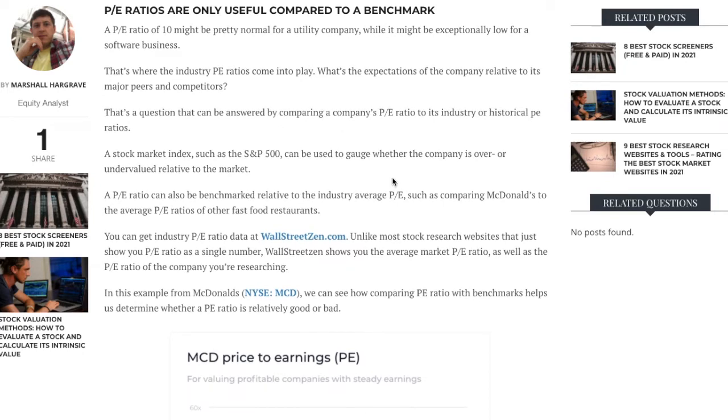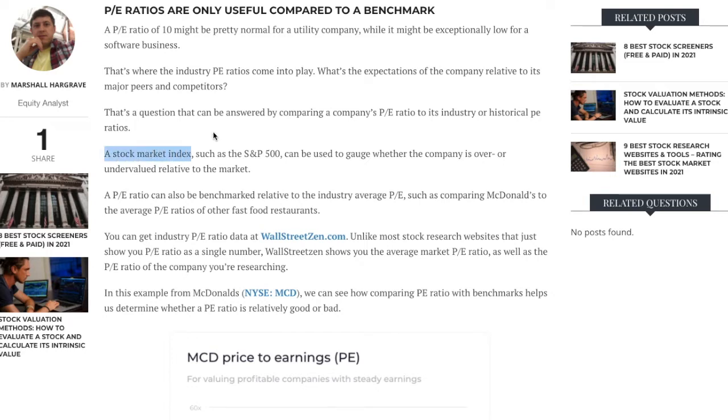So a PE ratio is only useful compared to a benchmark. So a PE ratio of 10 could be pretty normal for a utility company, while it might be exceptionally low for a software business. So that's where industry PE ratios come into play. And also stock market indexes.